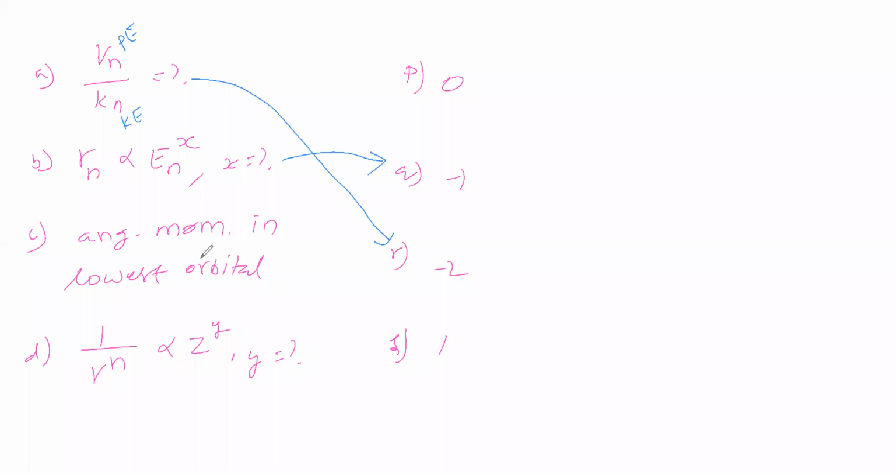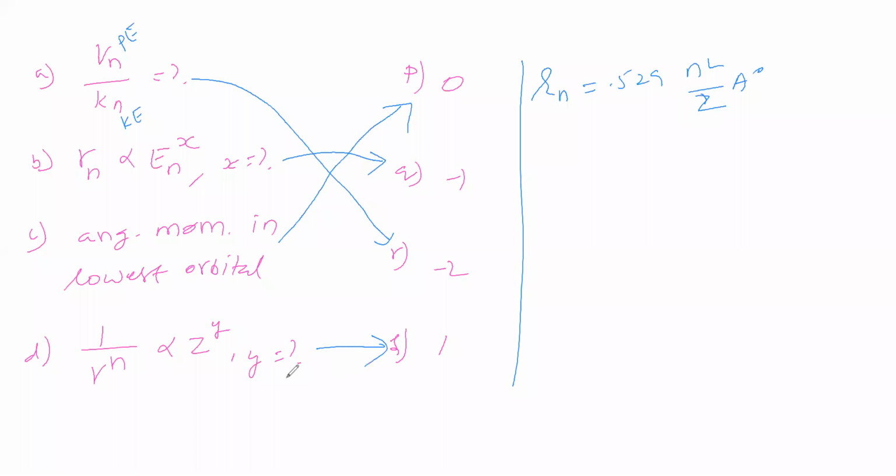Then angular momentum in the lowest orbital, the s orbital: the azimuthal quantum number is 0, therefore angular momentum is 0. Next, 1 by radius of nth orbit is directly proportional to z power y. Radius of nth orbit is equal to 0.529 n square by z angstrom. Therefore radius of nth orbit and z are inversely proportional, so z power 1, therefore y is equal to 1.